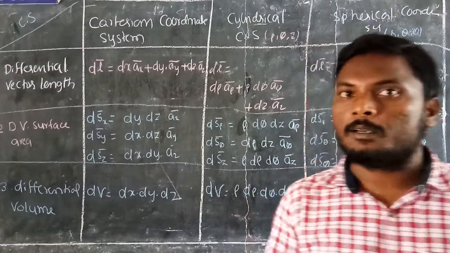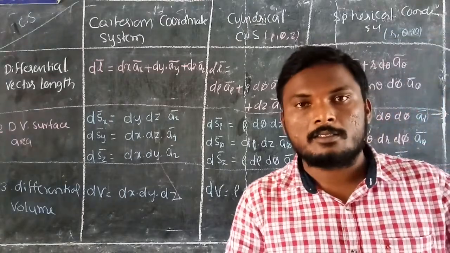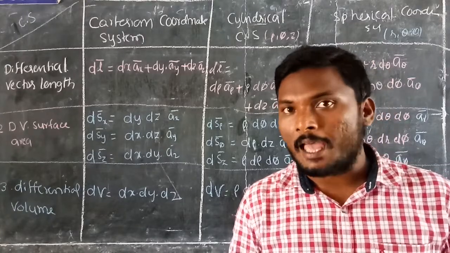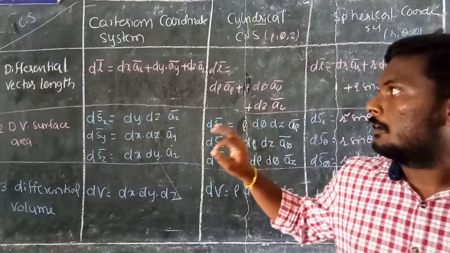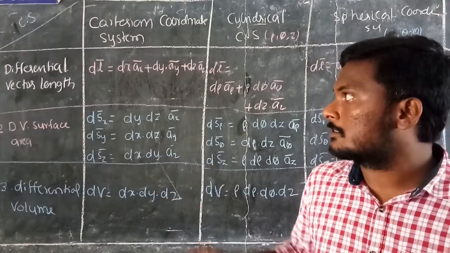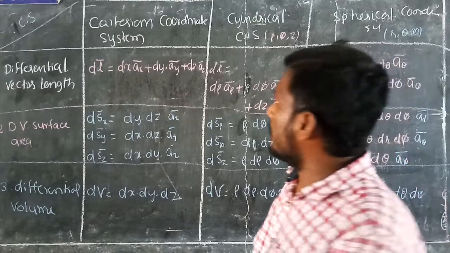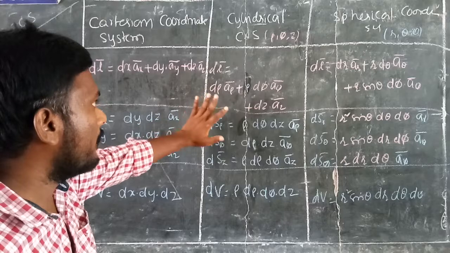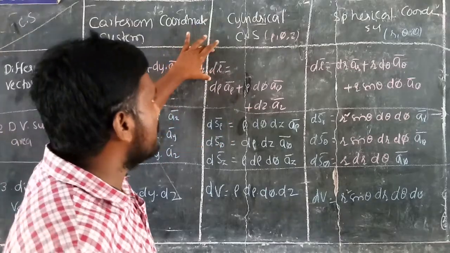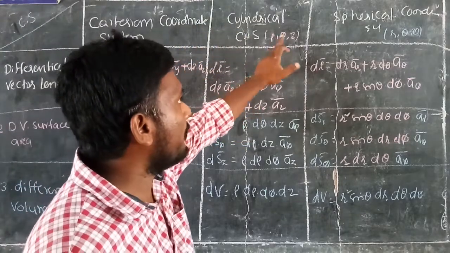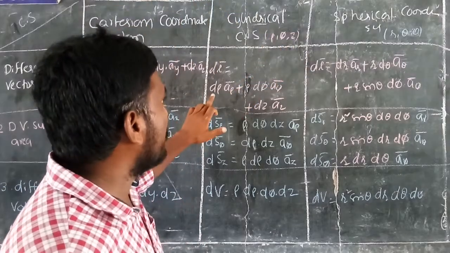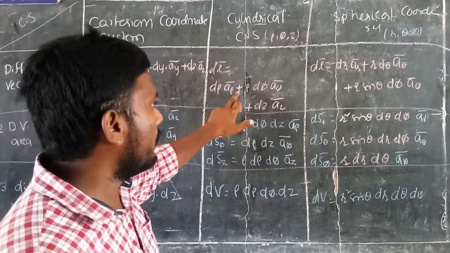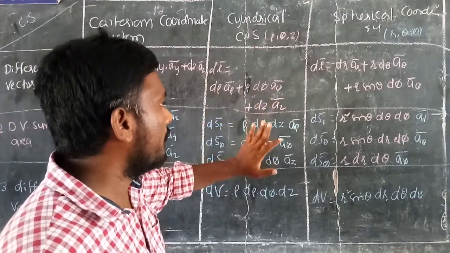In the last class I discussed the spherical coordinate system and the relation between the spherical coordinate system and the Cartesian coordinate system. Just have a look at the summary of the last class. The differential vector length in the Cartesian coordinate system is dx a_x bar plus dy a_y bar plus dz a_z bar. Similarly, in the cylindrical coordinate system, with rho, phi, z as the coordinates, the expression for dl bar is d rho a rho bar plus rho d phi a phi bar plus dz a_z bar.